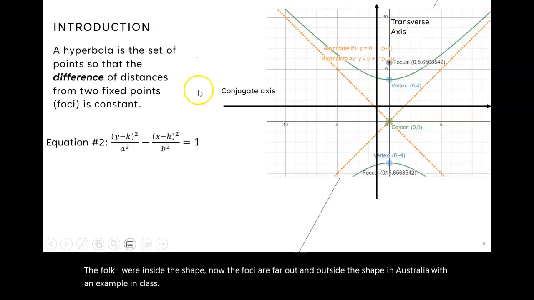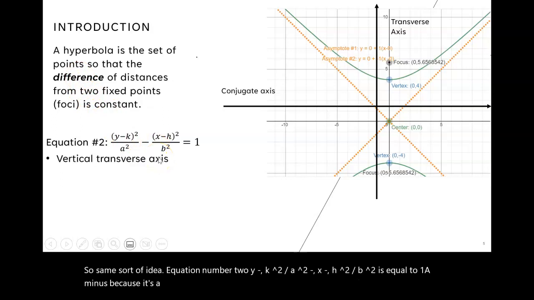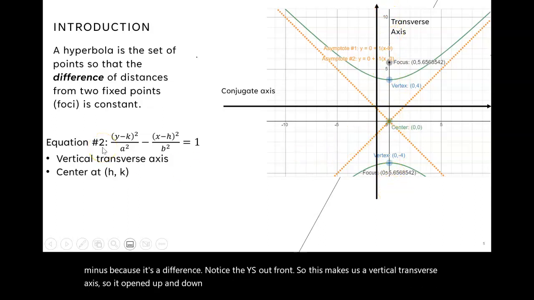All right, so same sort of idea, equation number 2, y minus k squared over a squared minus x minus h squared over b squared is equal to 1. A minus because it's a difference. Notice the y is out front, so this makes us a vertical transverse axis, so it opens up and down, instead, opens in the vertical direction.